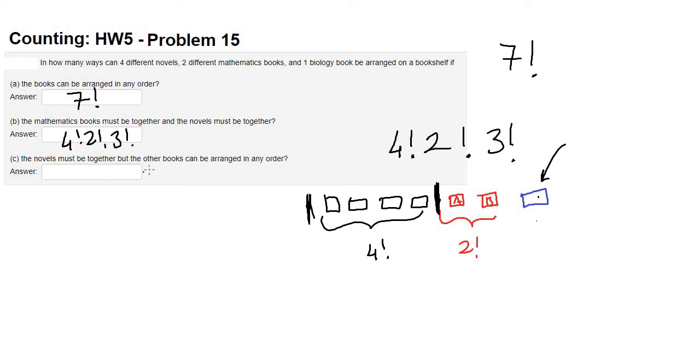Part C, the novels must be together, but other books can be arranged in any order. So novels are together, which is 4 factorial ways, and other books can be by themselves. So 2 math books, 1 biology book, plus that bundle is altogether 4. So 4 factorial times 4 factorial. Again, same logic. It can be like this bundle can be first, or this bundle can be first, or the biology book can be in the separators. So in this type of question, the last spot plus each bundle will be counted. So that is going to be 4 factorial times 4 factorial.